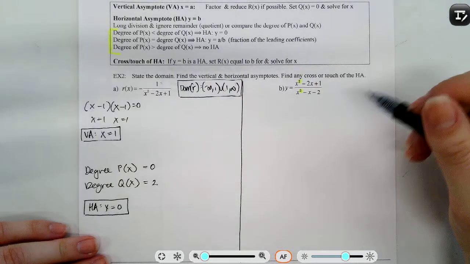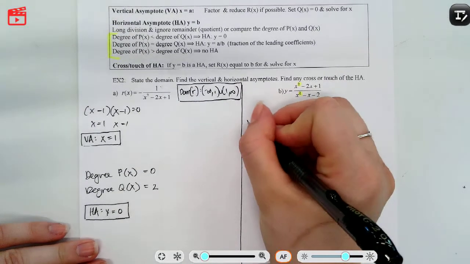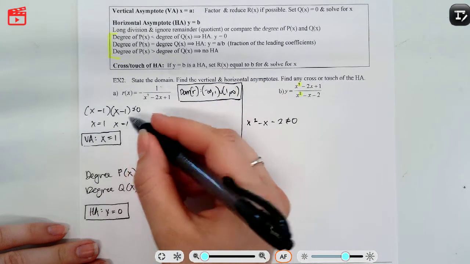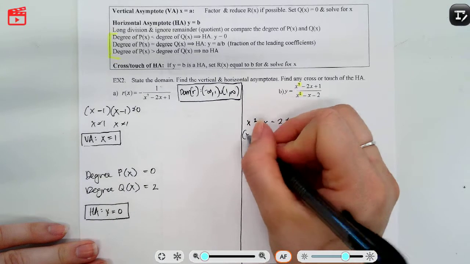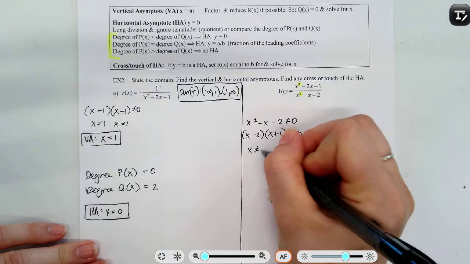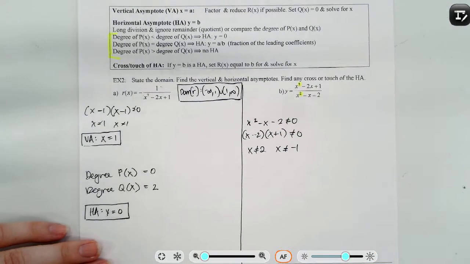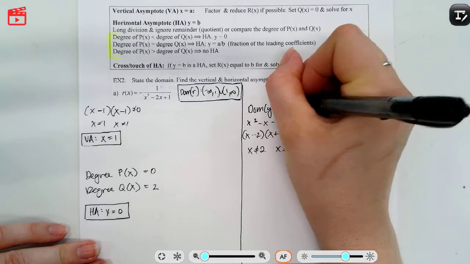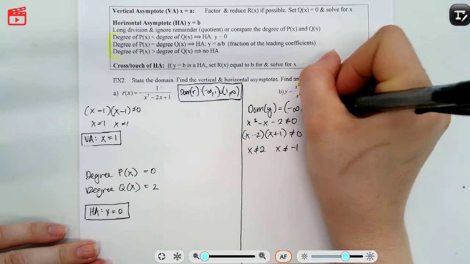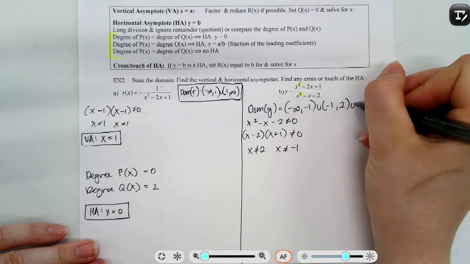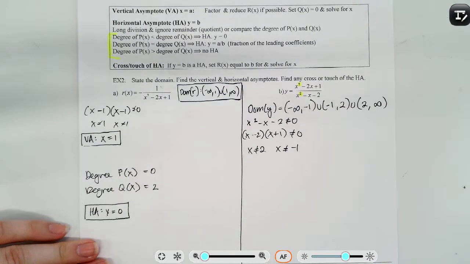Finding our domain. Well, let's go ahead and take the bottom. That's going to be where our restriction is. We know that can't equal 0. Oh, that should have been can't equal. Okay. So (x minus 2)(x plus 1) can't equal 0. So x cannot equal 2 and x cannot equal negative 1. So in our domain, 2 and negative 1 must be taken out. We can't have those. So the domain of y is going to be negative infinity, but we take out negative 1. We continue till 2, but we take out 2. And then we continue on from 2.